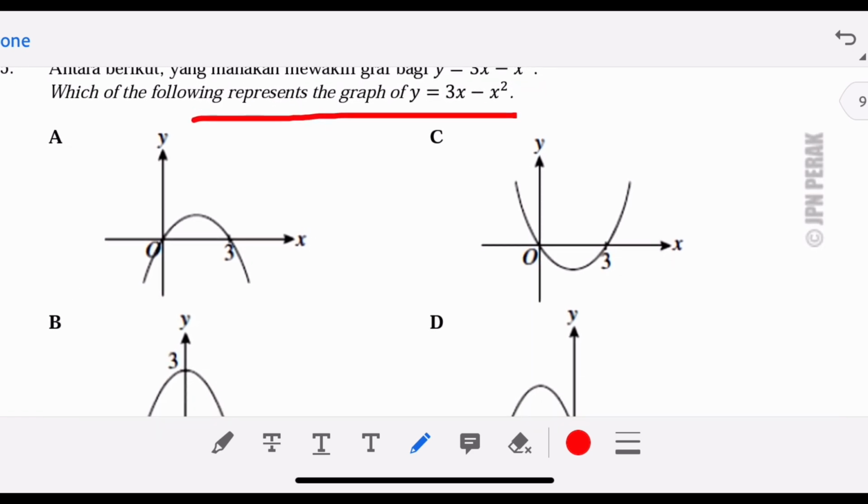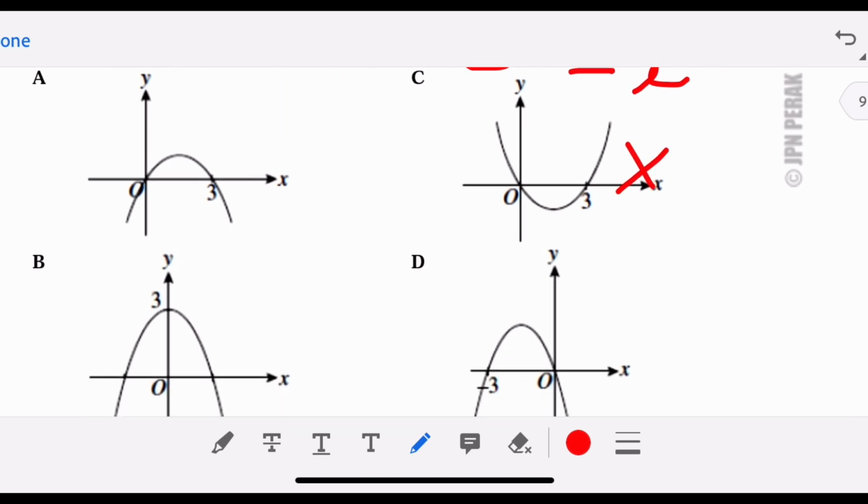For this one, many students say, okay, we look at the x squared. The x squared in front is negative, right? So this one is wrong already. This is a happy face. This one, okay, there are 3 possible answers, right?